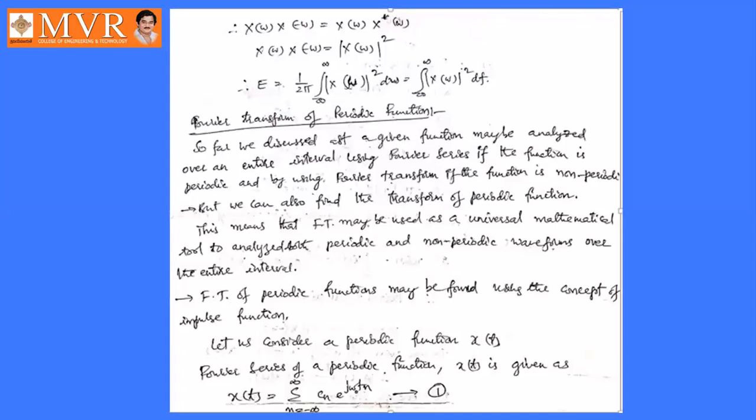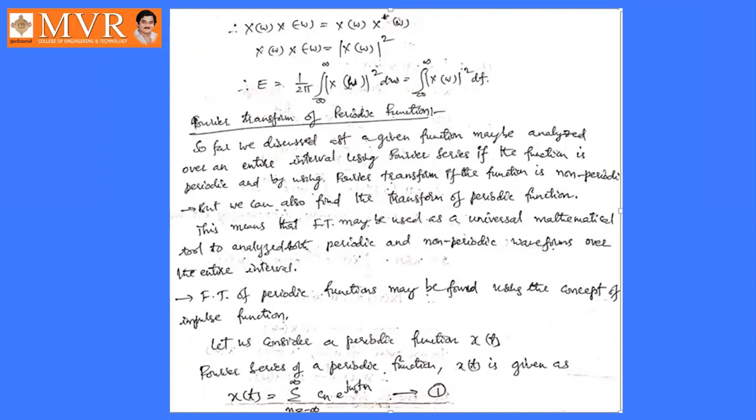So E can be represented as E equal to 1 by 2 pi integral minus infinity to infinity mod X of omega squared d omega, that is minus infinity to infinity mod X of omega squared into df. Why? Because d omega can be substituted as 2 pi df, since omega equals 2 pi f. So 2 pi gets cancelled and this will become df.